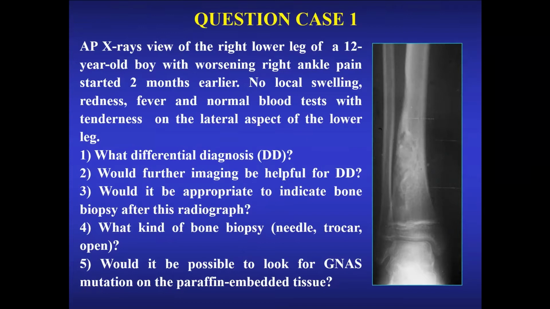Would further imaging, in your opinion, be helpful for a differential diagnosis? Would it be appropriate to indicate bone biopsy after this radiograph? What kind of bone biopsy do you advise? Would it be possible to look for FD mutation on the paraffin-embedded tissue?